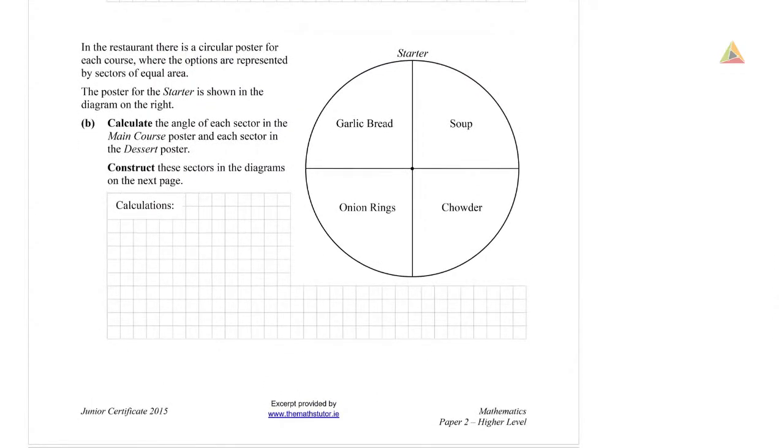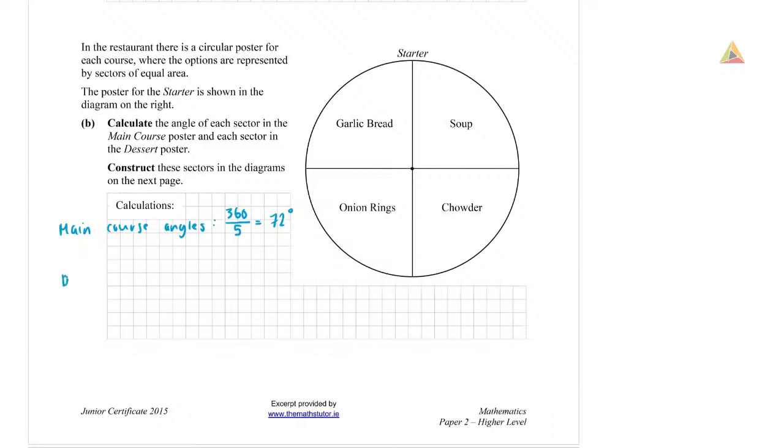Now, with the main course, there is 5 options. Now, in a circle, we have 360 degrees. So for the main course angle, we're kind of bringing in a bit of geometry into this as well. So main course angles, the total amount of degrees in a circle is 360. And we're going to divide that by the total number of options for main course we have, which is 5. And that's going to give us 72 degrees. So each sector for main course should be 72 degrees.